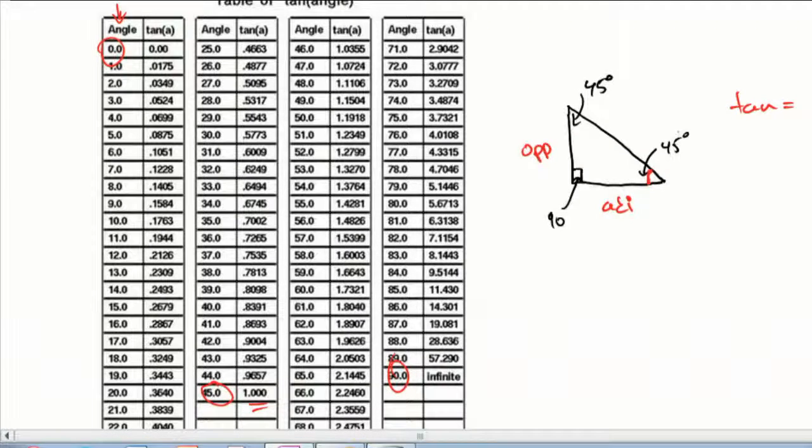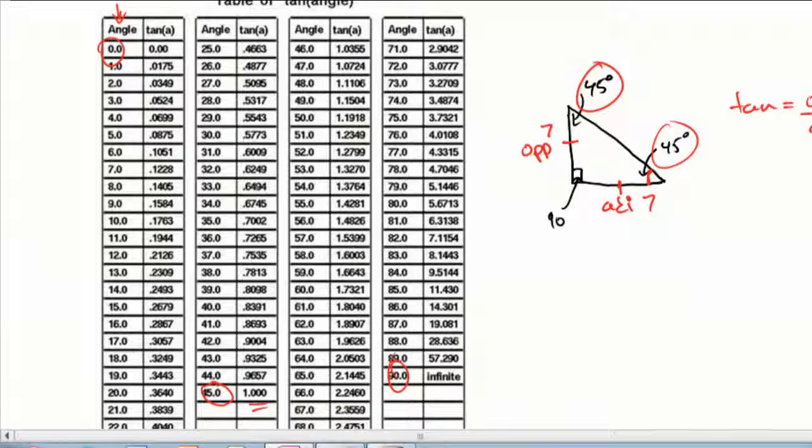If this is a 45 degree angle, this is a 45 degree angle, then that means this side length is the same as this side length. So if this is 7, this has to be 7. So when we have the tangent as the opposite side length divided by the adjacent, we're going to take 7 divided by 7. That's going to give us 1.